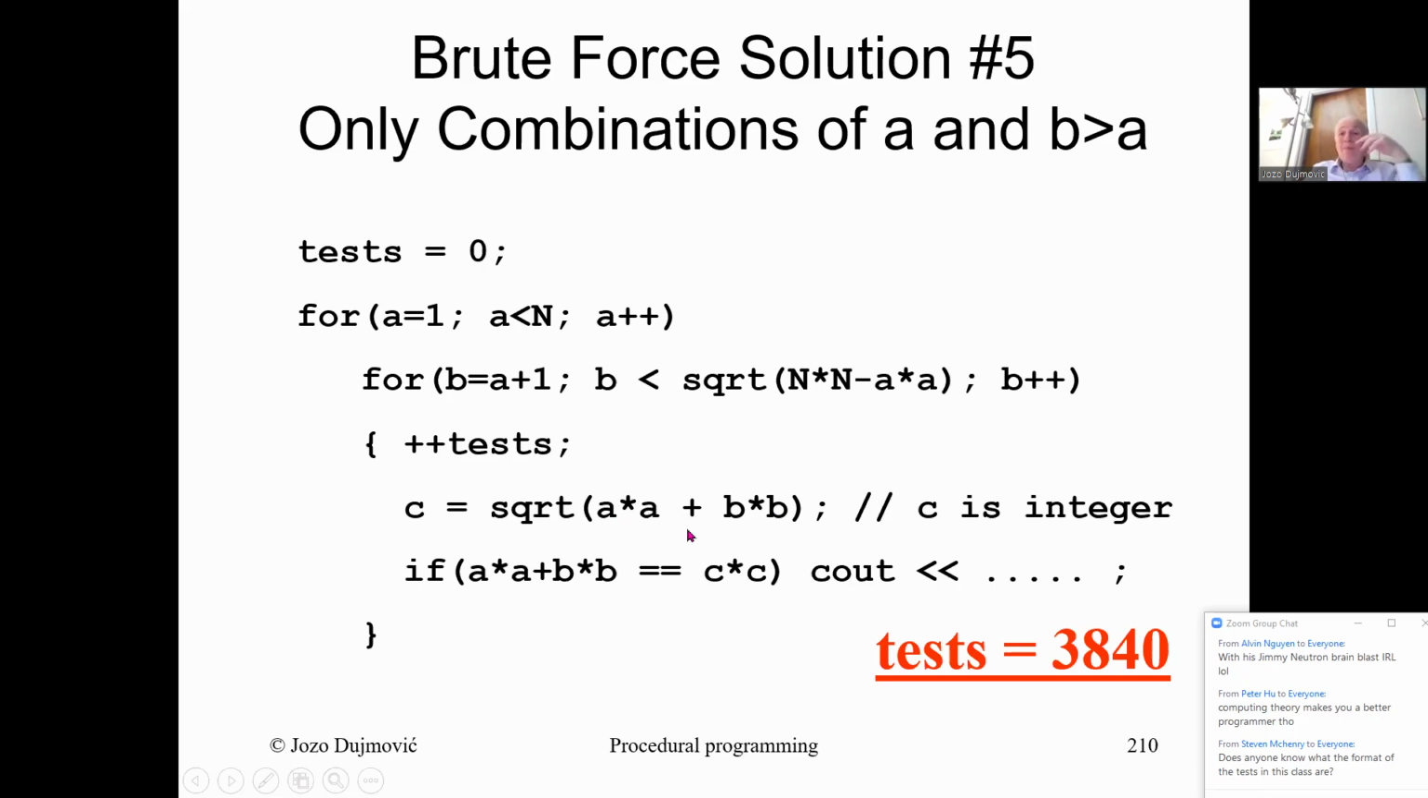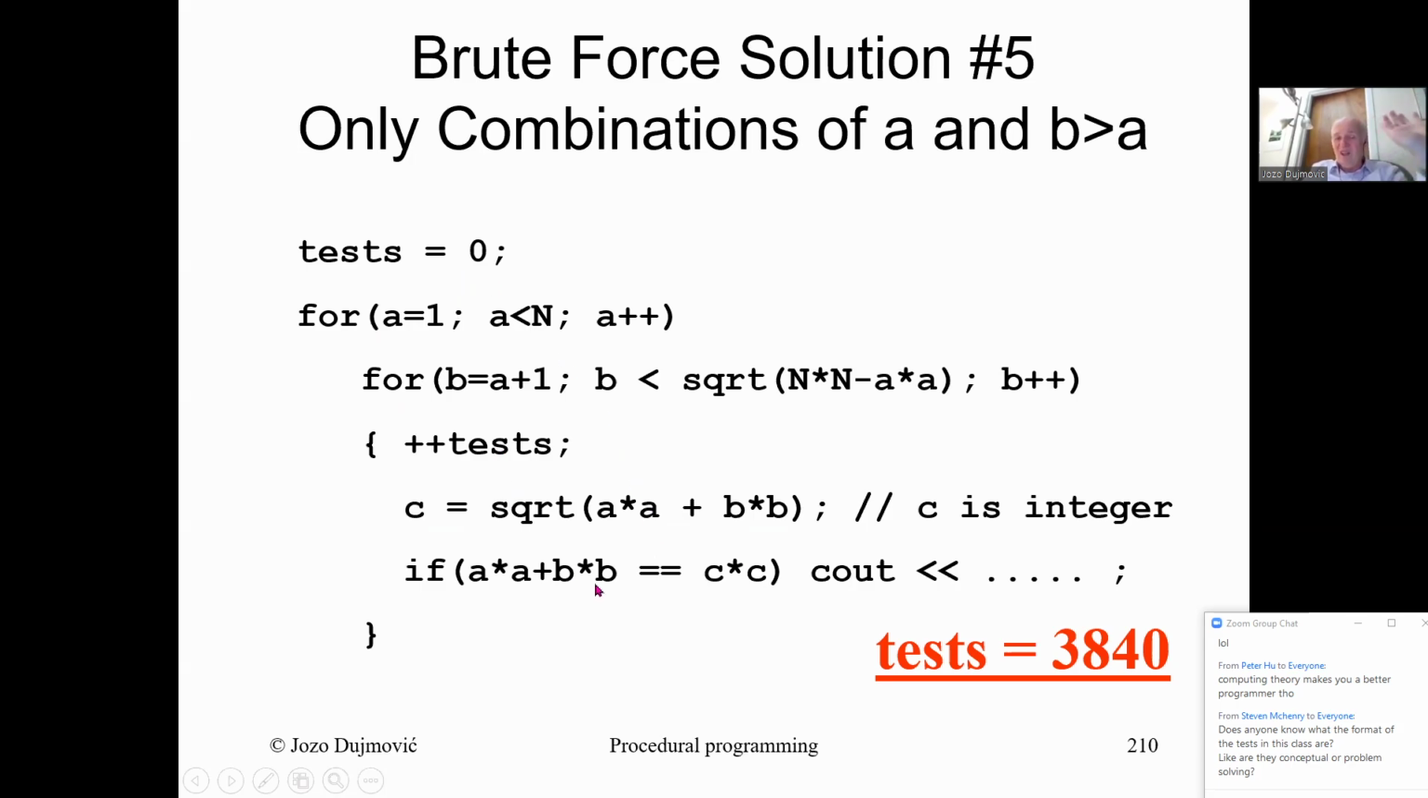So this C can be integer or not integer, but if I define C as integer, it is going to truncate this to integer value. So if A square plus B square is C square, this is the case where this is satisfied. And therefore, I have a result made with 2 loops, not with 3.